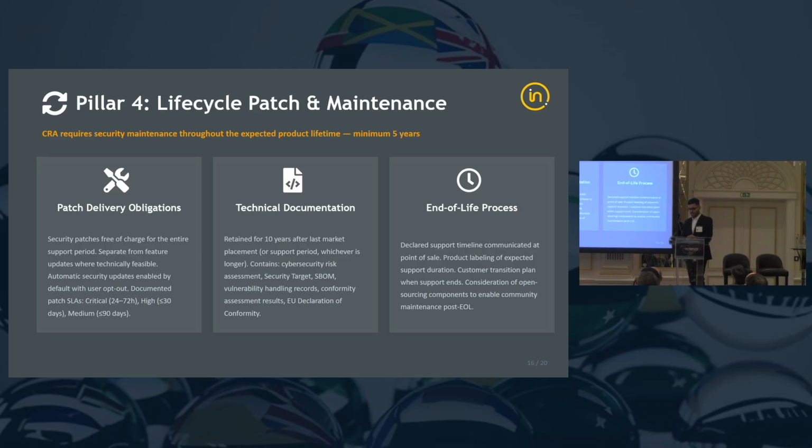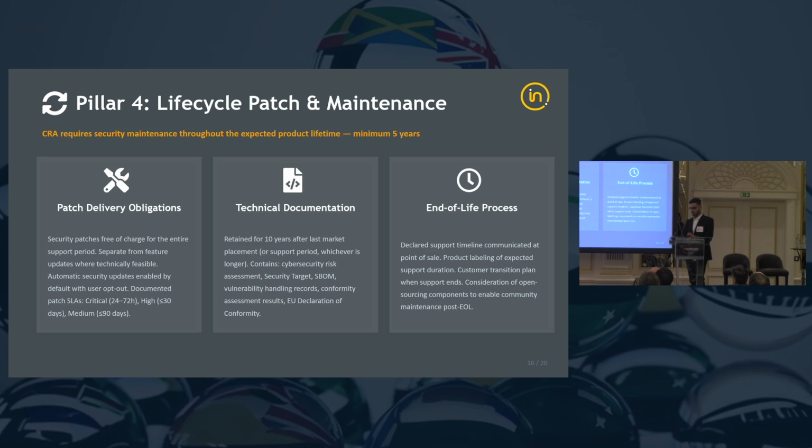Next is your technical documentation. Everything has to be retained for 10 years, and that is after the last unit is placed on the market or the support period, whichever is longer. This would include your risk assessment, your ST, every version of your SBOM, all your vulnerability handling documents, everything, and the end of life process. This is very often overlooked, and CRA requires it.